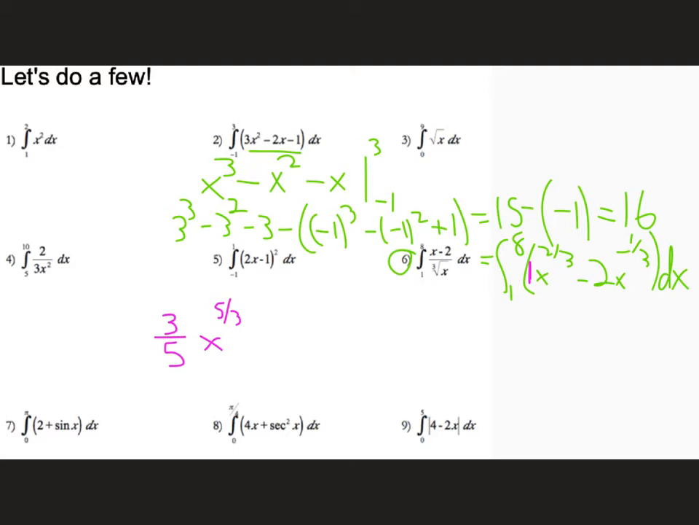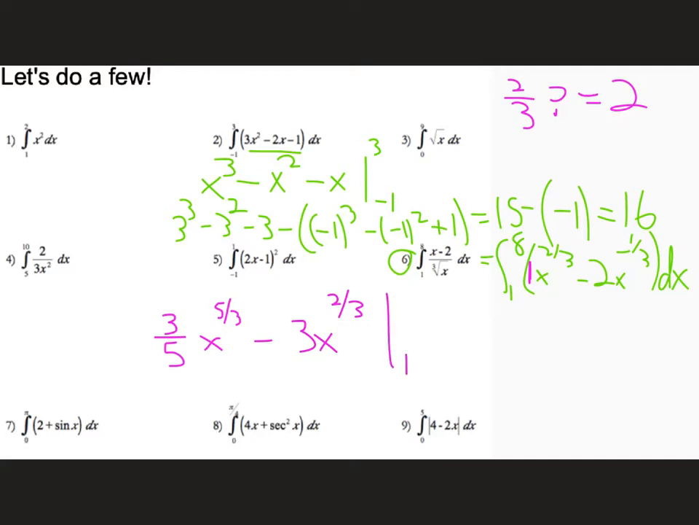So when we take the derivative and 5/3 comes down, 5/3 times 3/5 is 1. Similarly, we have x to the negative 1/3, so that's going to be x to the 2/3. I need a 2 to come out of that. So when the 2/3 comes down, I need to multiply 2/3 by something to get 2. Well, that's going to be 3 if you solve that equation.